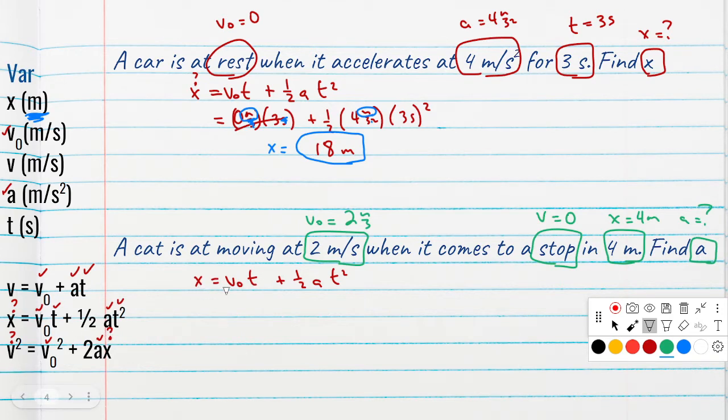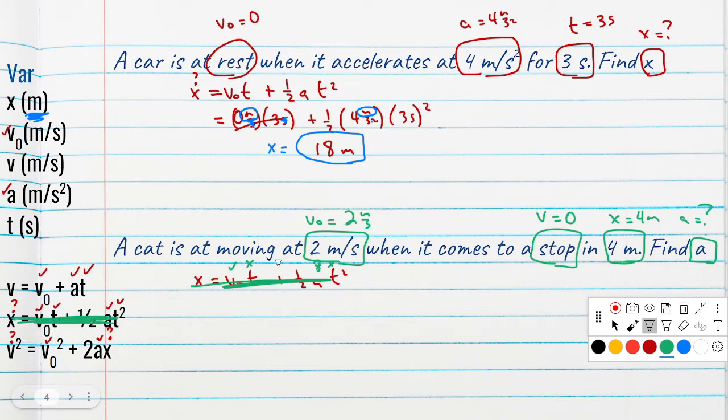I already had this written here. Let's see if this one will work for us. I do have the initial velocity. I don't have the time. And I'm looking for A, so I don't have that. That's 2 unknowns. Okay? I can't use that equation because it's got two unknowns and it's mathematically impossible to solve it. So I don't want this guy.